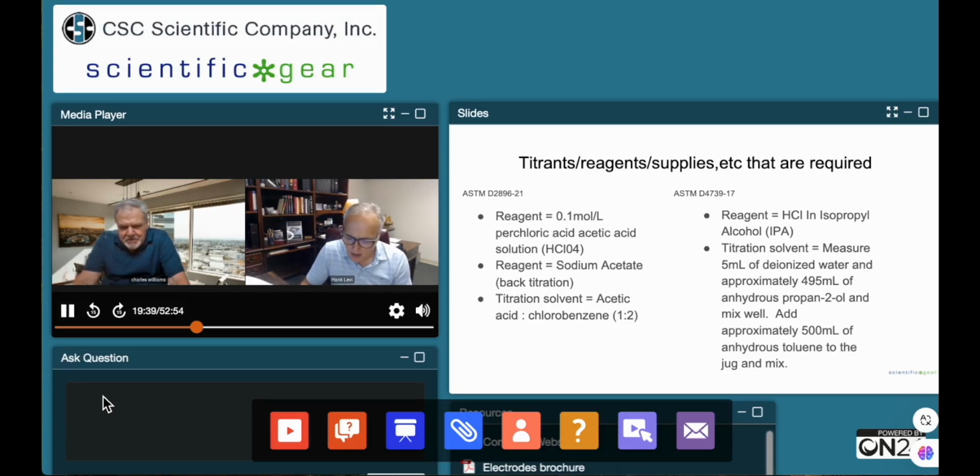Right. Okay. So we're going to need that for our reagents. We're going to need that for our solvents. Again, the solvent is what we put our sample into when we get ready to run the titration. Okay. So let's go to our next slide here. What's next? Required electrodes.